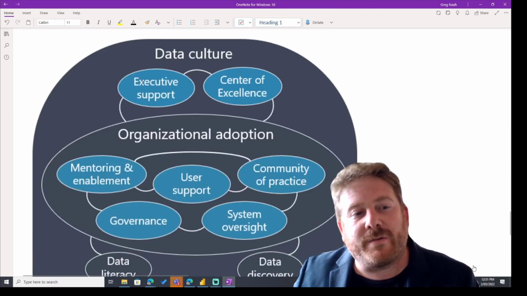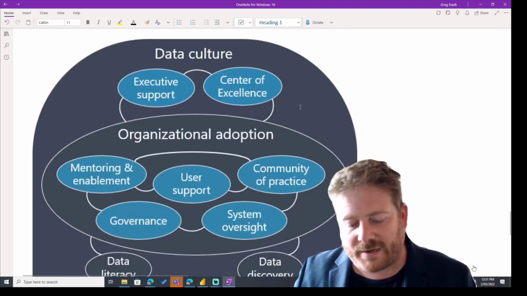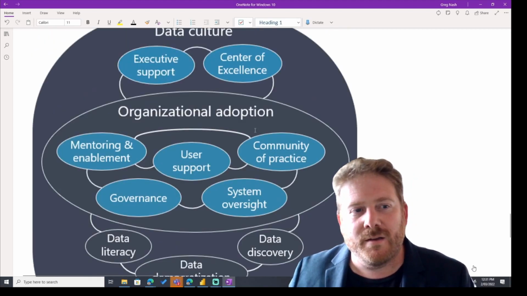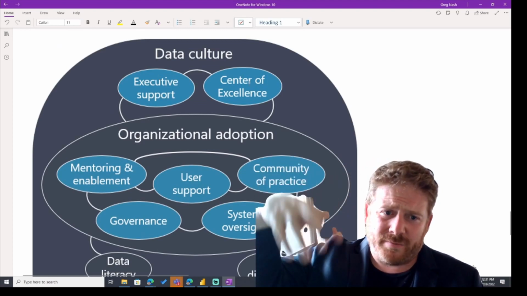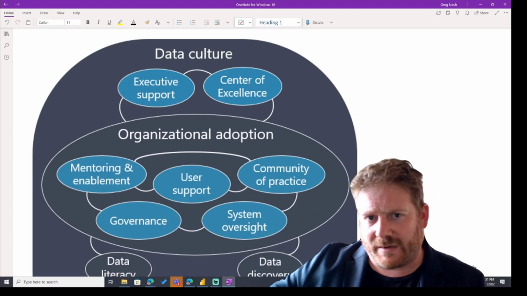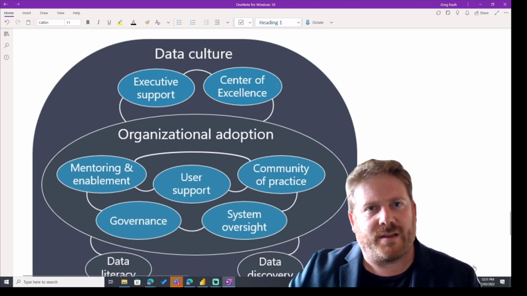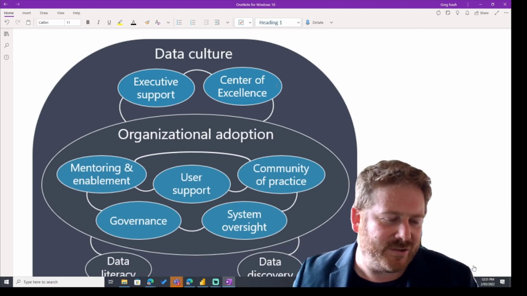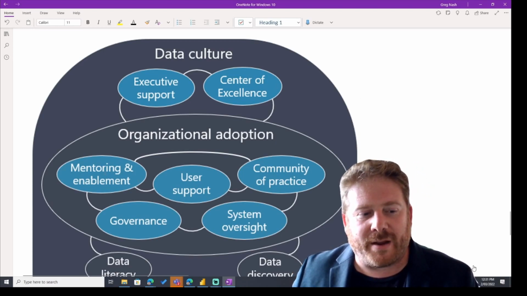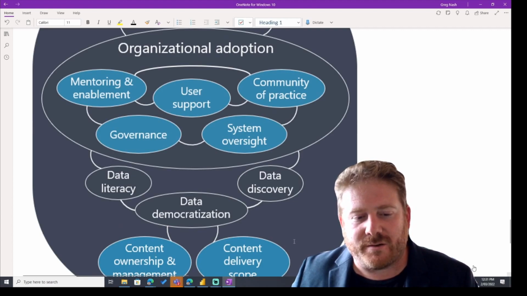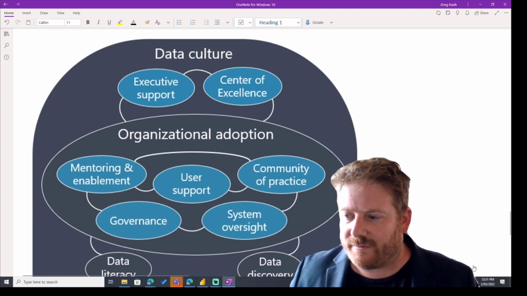Okay, so you see at the top you've got executive sponsorship and center of excellence at the top of that data culture bubble that we spoke about. These are the two areas that are going to provide oversight to the culture of data and the culture of analytics in our organization. I wanted to skip to that because they're tangentially related. Then we can talk a little more about the practice of content ownership and content delivery after that, which are also related, but in a slightly different way.